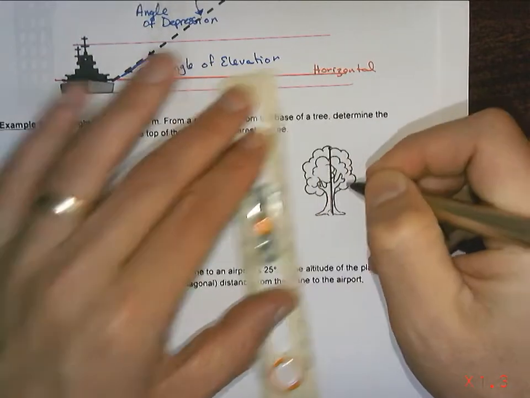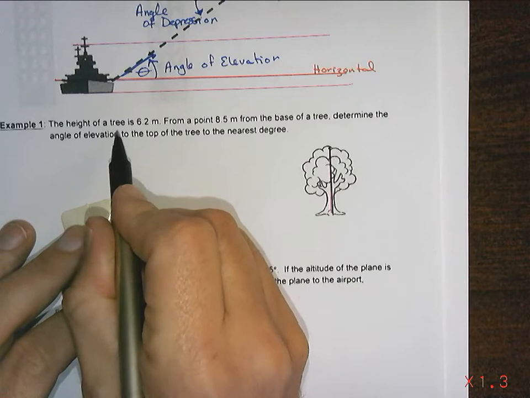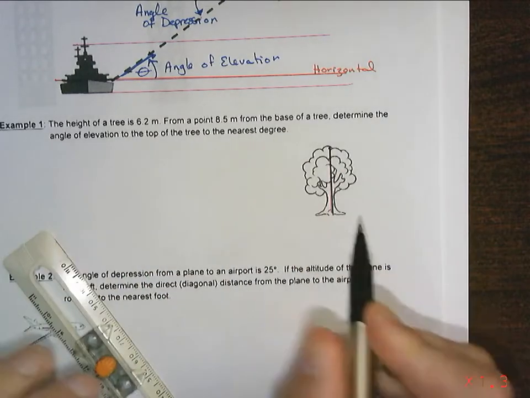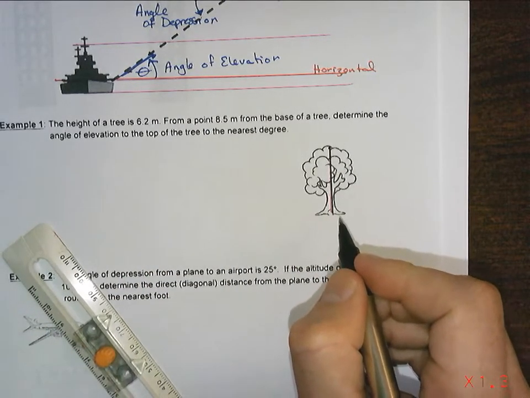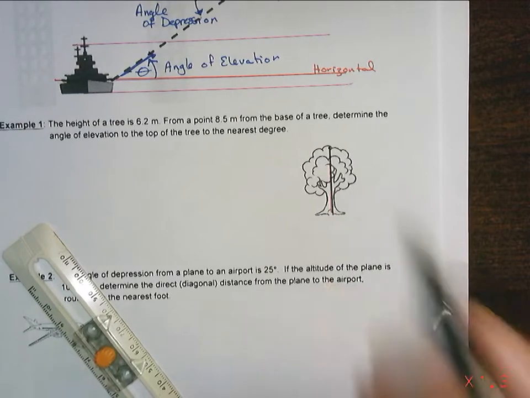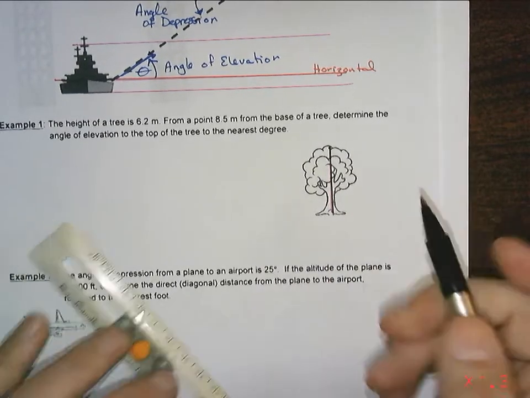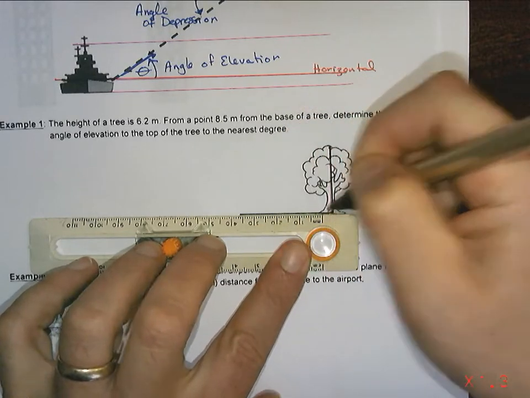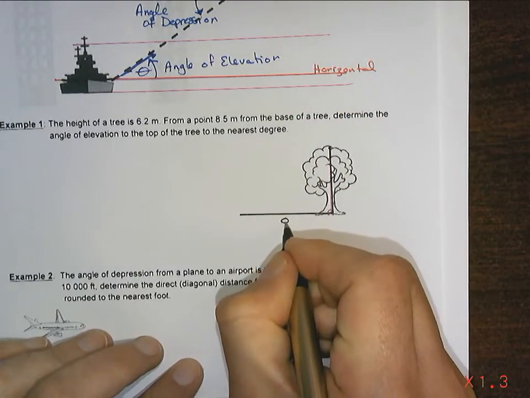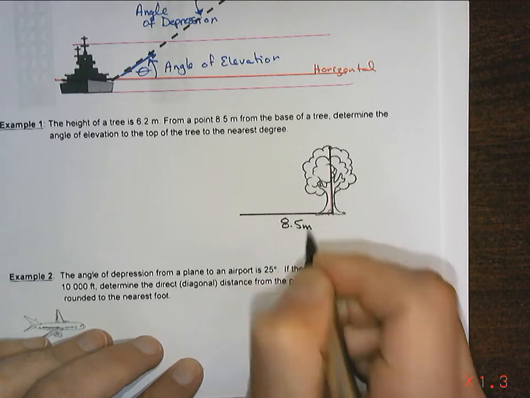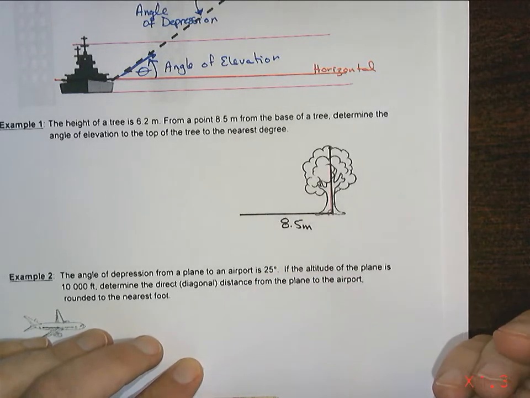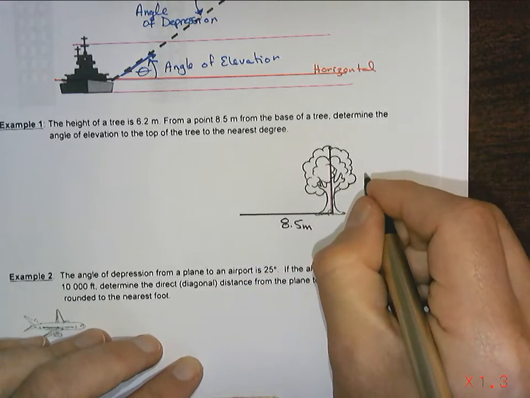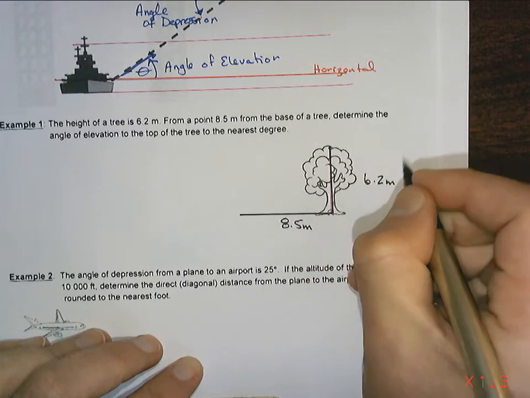And then from a place 8.5 meters from the base of the tree. Well, don't put up your hand and say, where's the base of the tree? Well, it ain't the top, so it's going to be down here. So it's going to be 8.5 meters from the base of the tree, that being the base. I think that's fairly obvious. And the tree is 6.2 meters tall.